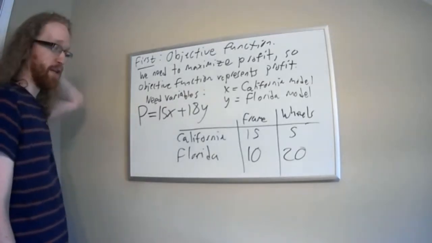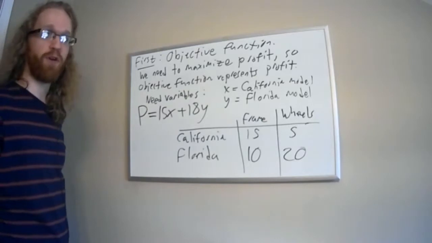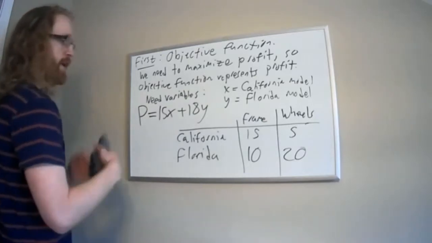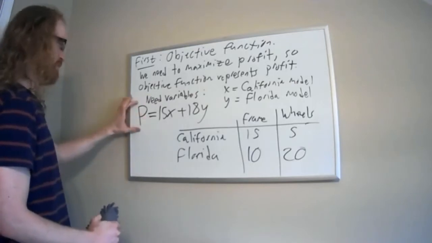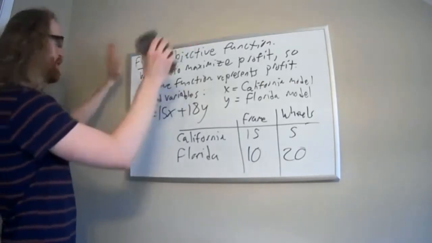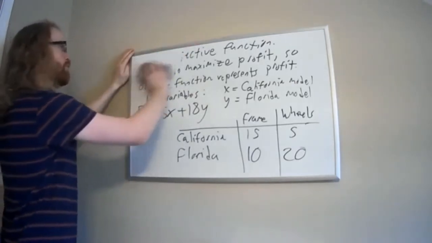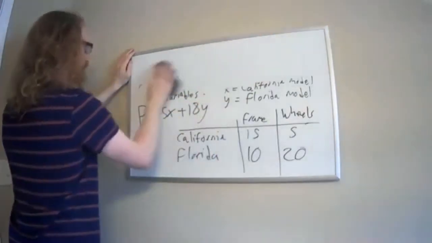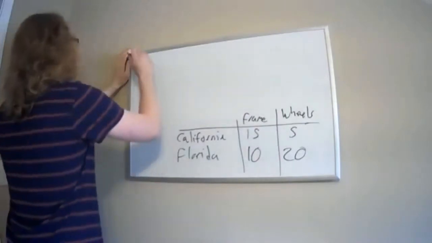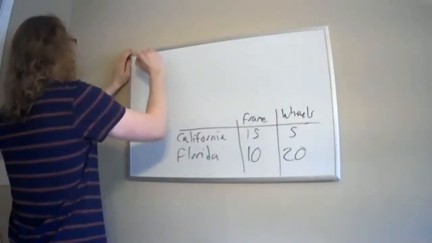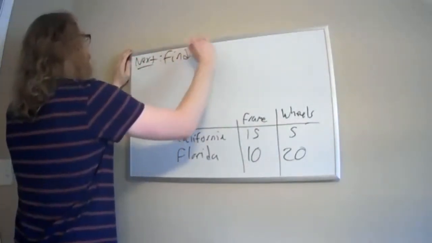The next step is to find constraints. So now I'm looking for inequalities. I might have a bunch of inequalities that I need to worry about. So let's just remember what this objective function is. I will summarize everything at the end for this problem on one board. But let's move on. Let's look for constraints. Next, find constraints.